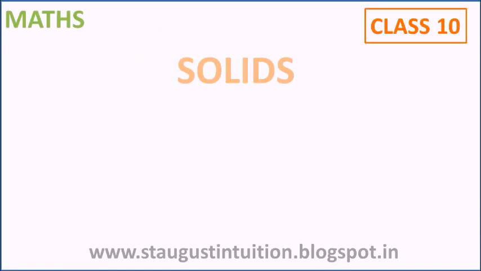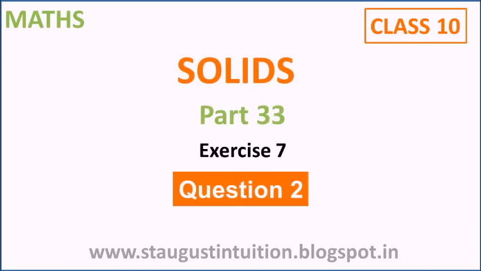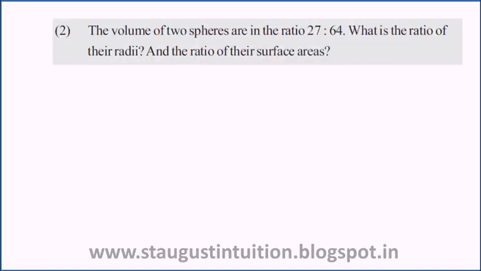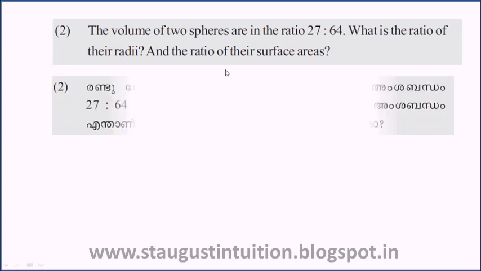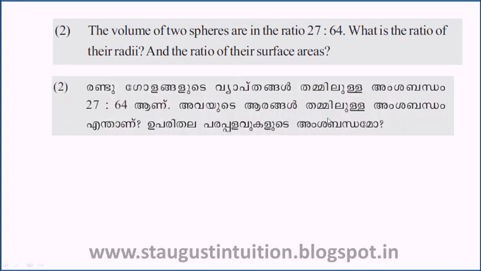Students, in the SOLIDS part 33, exercise 7, question number 2. The volume of two spheres are in the ratio 27:64. What is the ratio of their radii and the ratio of their surface areas? The ratio of the volumes of the two spheres is 27:64. We need to find the ratio of their radii and the ratio of their surface areas. These are the two questions.